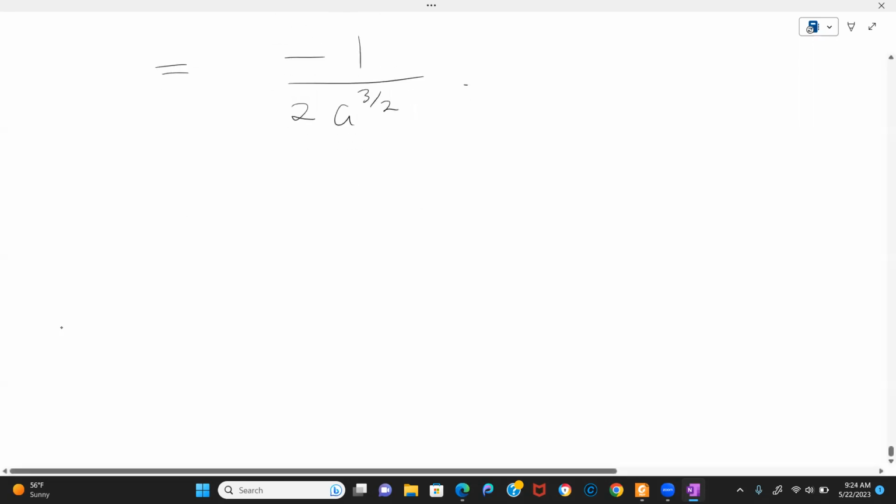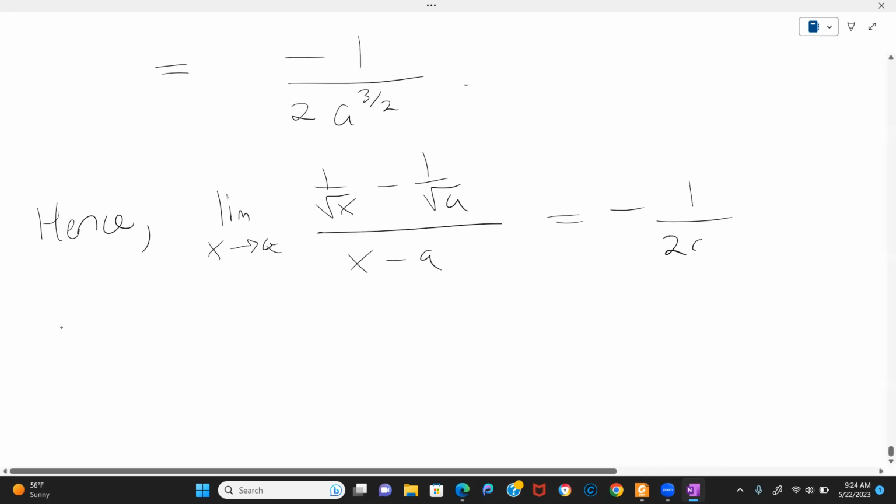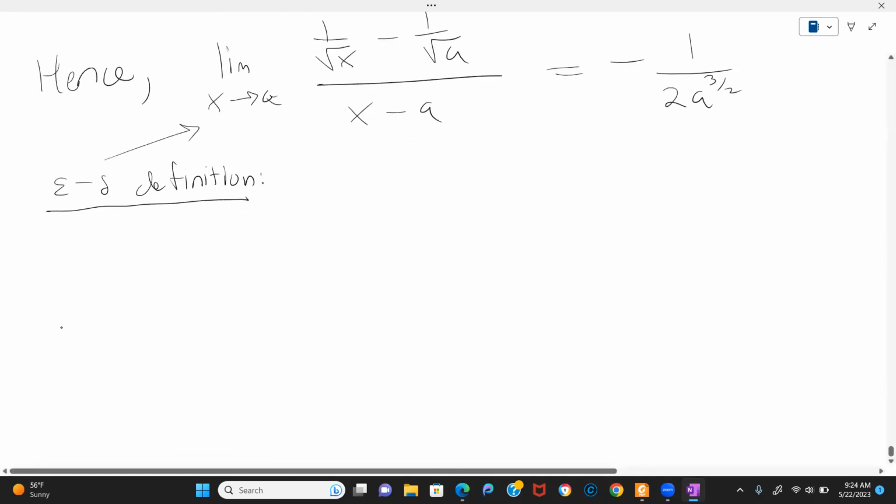So what we've proven is the following. Hence we have shown that the limit as x goes to a of 1 over square root of x minus 1 over square root of a, over x minus a, is equal to -1 over 2 times a to the 3 halves. What does this look like in terms of epsilon deltas? Remember, this definition of limit is defined in terms of epsilon deltas. So if we didn't have all the tools that we had available to us, we would have to prove this using this epsilon delta definition. And that would look like the following.